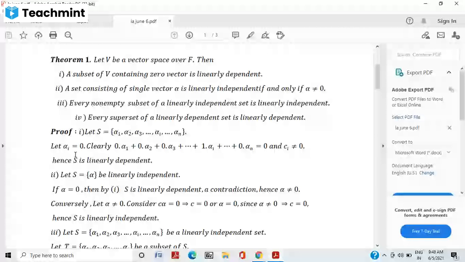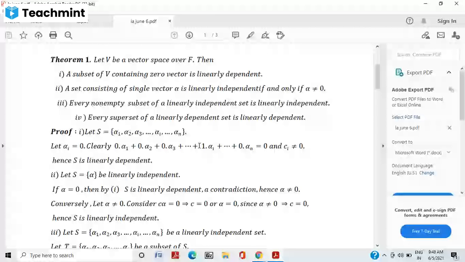That means it is the same as 0 alpha 1, which is 0, plus 0 alpha 2, again 0, plus 0 alpha 3 plus etc., plus 1 into alpha i, plus etc., plus 0 alpha n, equal to 0. What have we taken? Only which element is existing? Alpha i equal to 0 means the same as 1 into alpha i equal to 0.